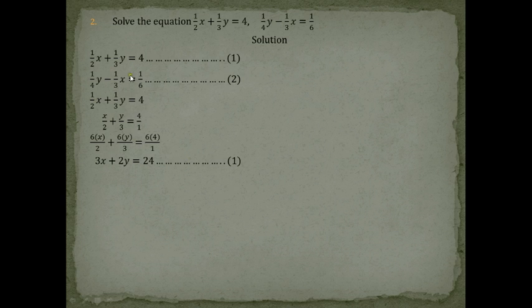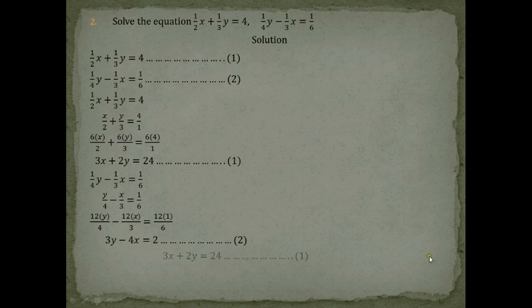Now do the same thing to the other equation, which is this one right here. You have it in this form. Then you take the LCM of 4, 3, and 6, which is 12. You multiply all 3 by 12, and if you work that out, you'll be having 3y minus 4x equal to 2. We all know how to get that. So this is now equation 2 because it has now become a linear equation. So this is our equation 1, which is right there, and this is our equation 2.